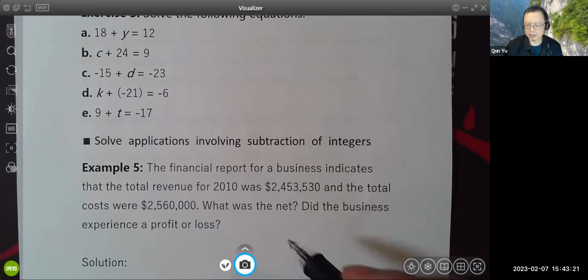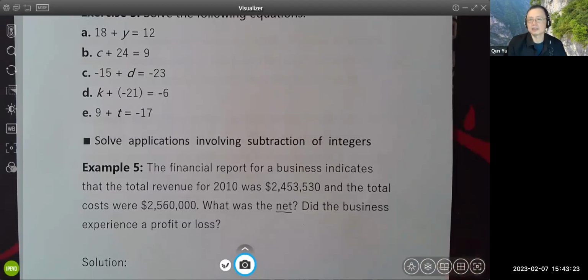First of all, what is called the net? Net is short for net income. So for business, for accounting, income equals revenue subtract cost. If the revenue is higher than your cost, you're going to make a profit. If the revenue is lower than your cost, you're going to have a loss, a deficit. Okay, let's do that.